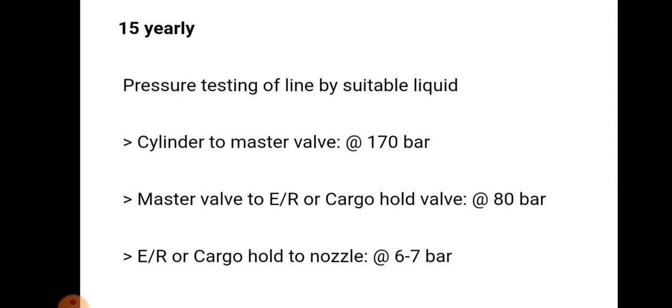Pressure testing of the line means: cylinder to master valve at 170 bar, master valve to engine room or cargo hold valve at 80 bar, and engine room or cargo hold to nozzle at 6 to 7 bar. That is the 15-year inspection.